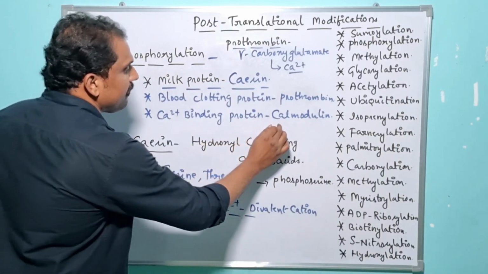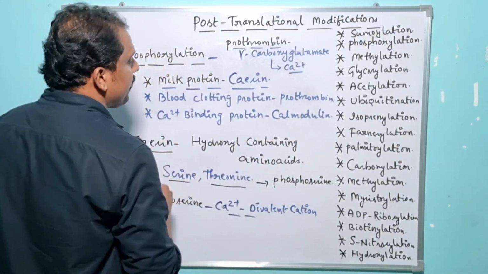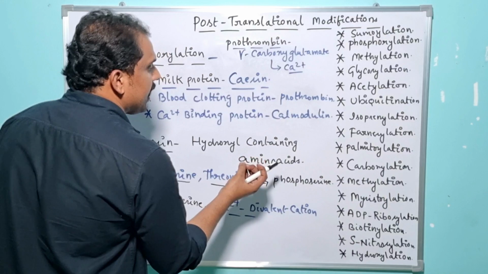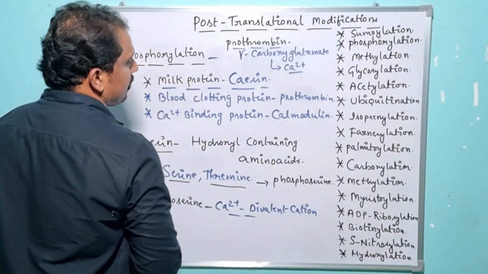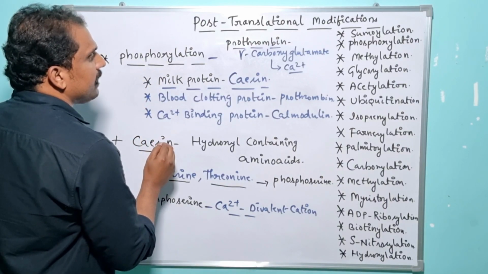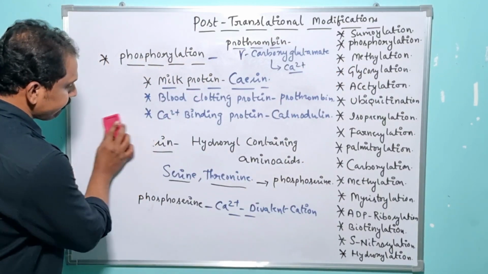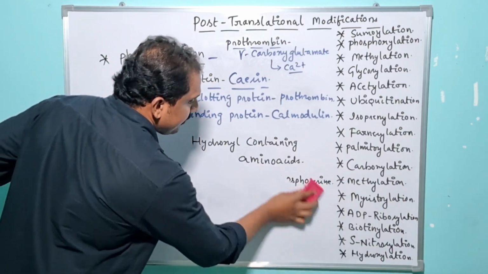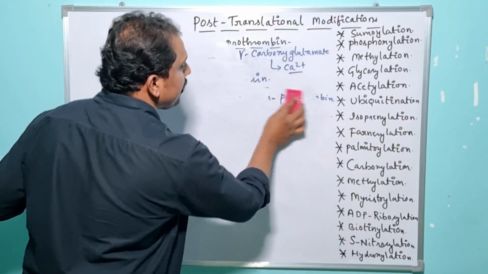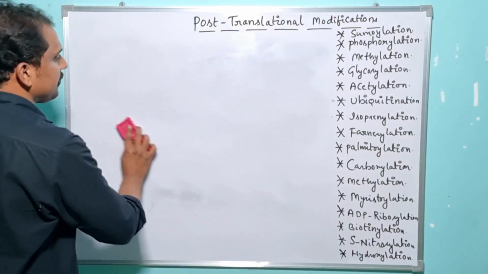And what about the specific calmodulin? Calmodulin is a calcium binding protein. It is capable to recruit or allow the calcium only by taking the advantage of phosphorylation. So this is about phosphorylation, right? And the next specialized post-translational modification is nothing but what? Methylation. So let me erase the things here. Methylation, right? So during the methylation, what exactly happens? Recruitment of methyl group takes place.